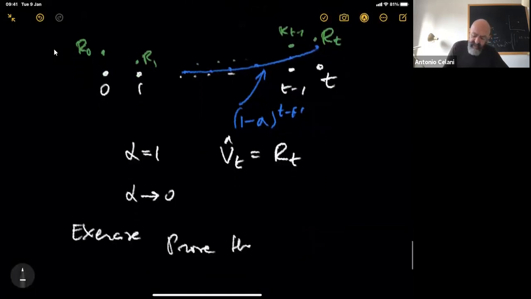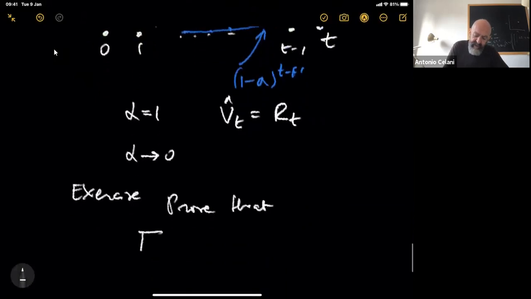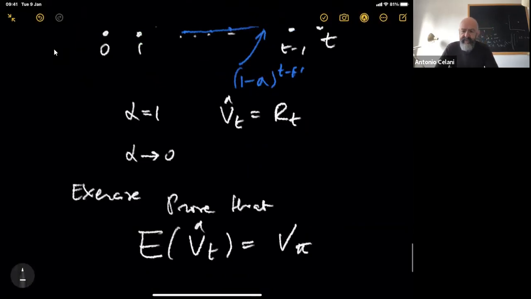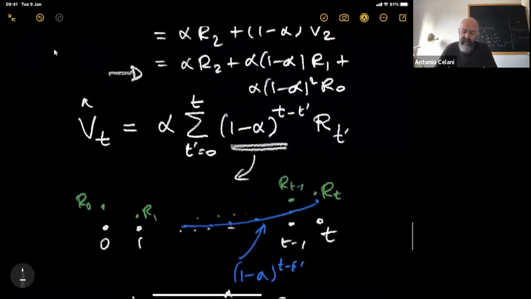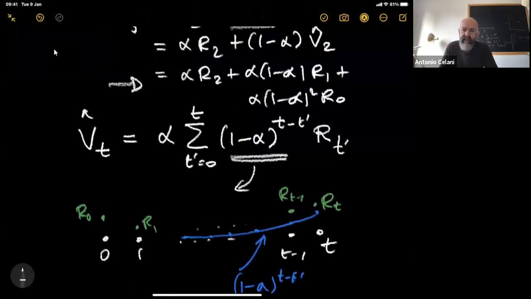Prove that the expectation of Vt is V pi. So if you average over many, many histories of actions and rewards, this is exactly V pi. The key observation is that everything here is linear. So when you do averages, it's very simple.